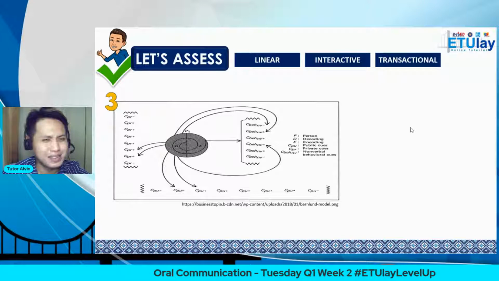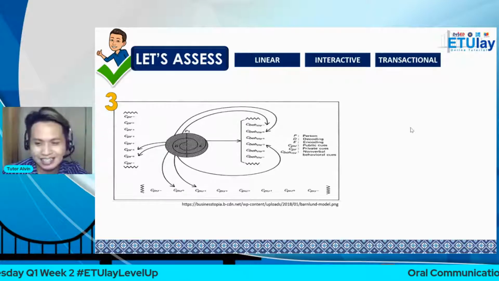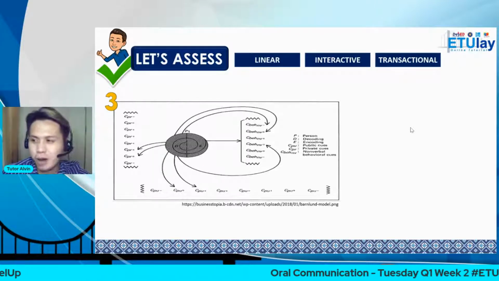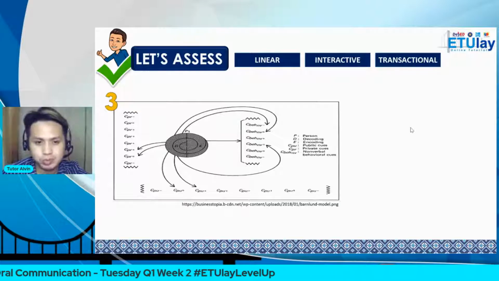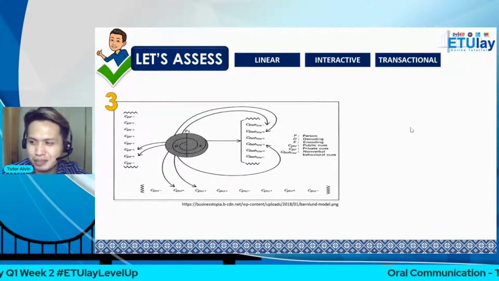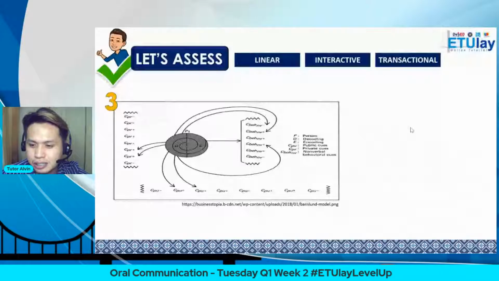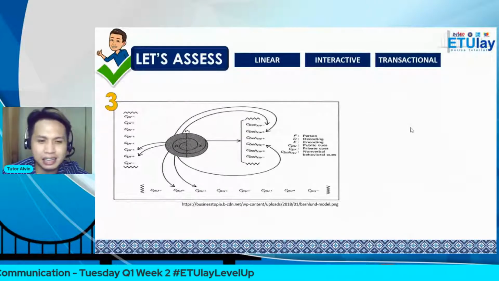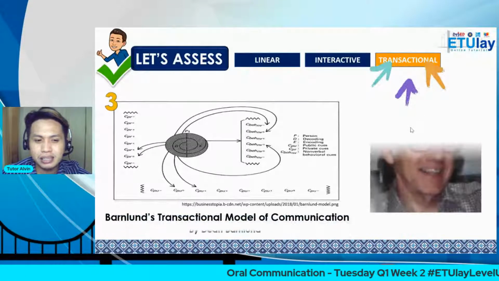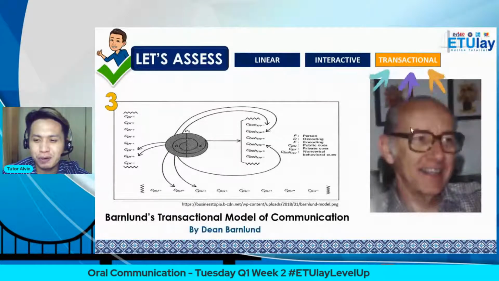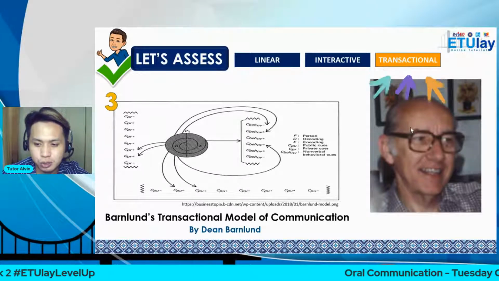Oh, it seems to be complex. Okay, unusual compared to the first two we've discussed. What model does this representation follow? Number three. It is transactional, right? Just like I said before, it's very complex, very dynamic. It is transactional. To be specific, this is the Barnlund's transactional model of communication by Dean Barnlund. That's right, Angelito and Julian.